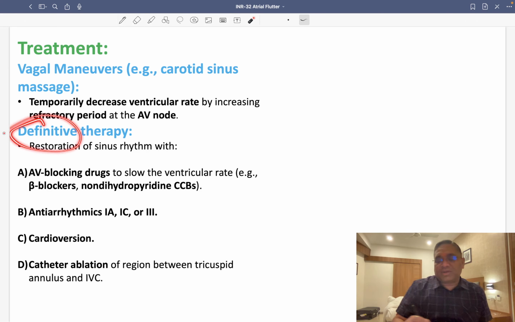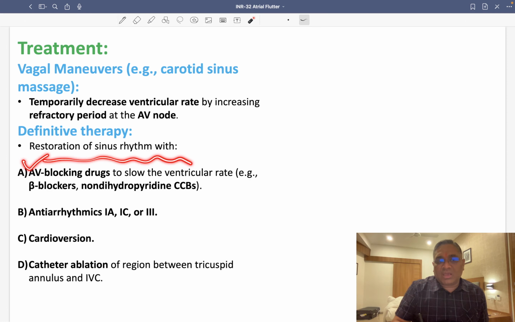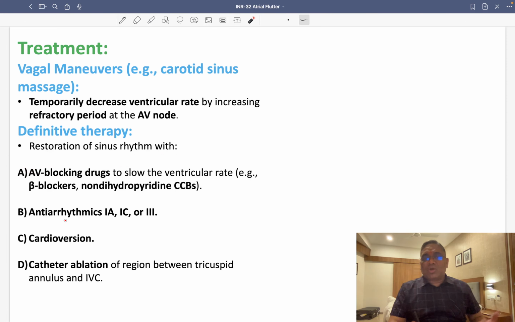What is the definitive treatment? Vagal maneuver is temporary. The definitive treatment is restoration of the sinus rhythm. So how can we restore the sinus rhythm in this patient? By giving AV blocking drugs. The AV blocking drugs are beta blockers and non-dihydropyridine calcium channel blockers. These AV blocking drugs slow down the ventricular rate. That is the importance of these AV blocking drugs.